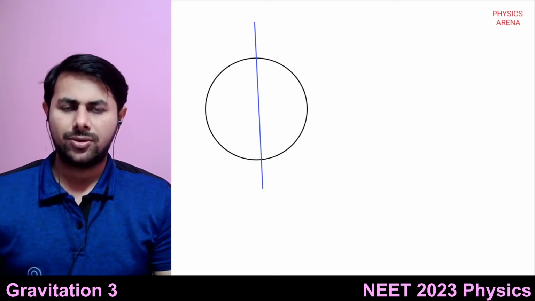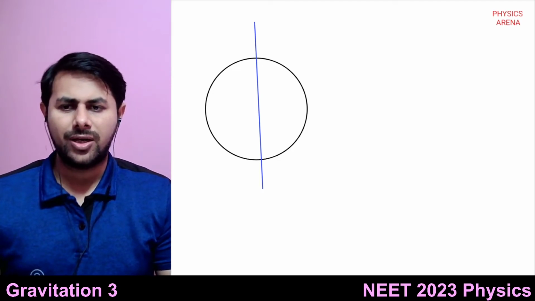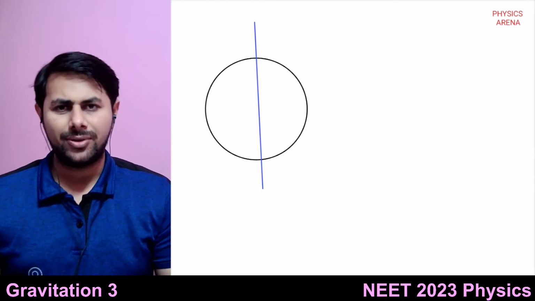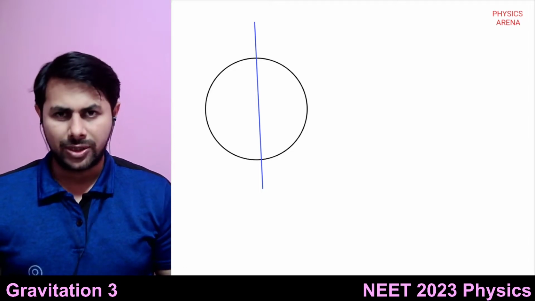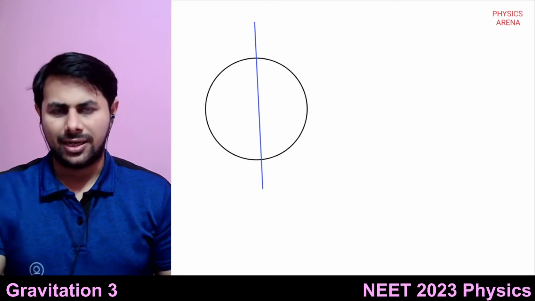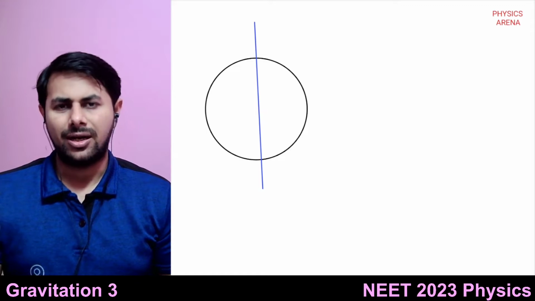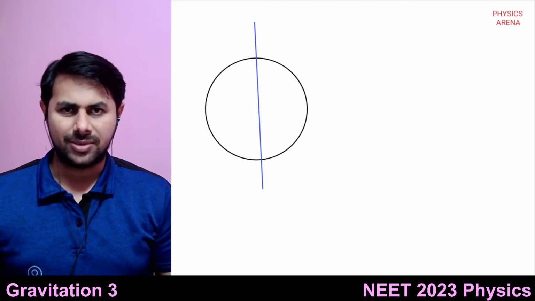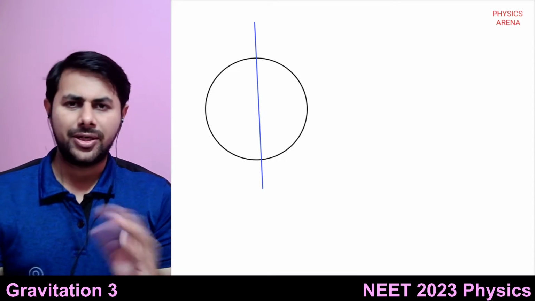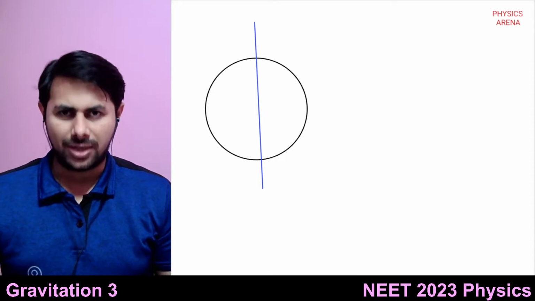Now, so we know the effect of height and depth on the acceleration due to gravity of Earth. We know the acceleration due to gravity at height h and at depth d below the Earth's surface. Now we'll find out the effect of rotation of Earth on the acceleration due to gravity.